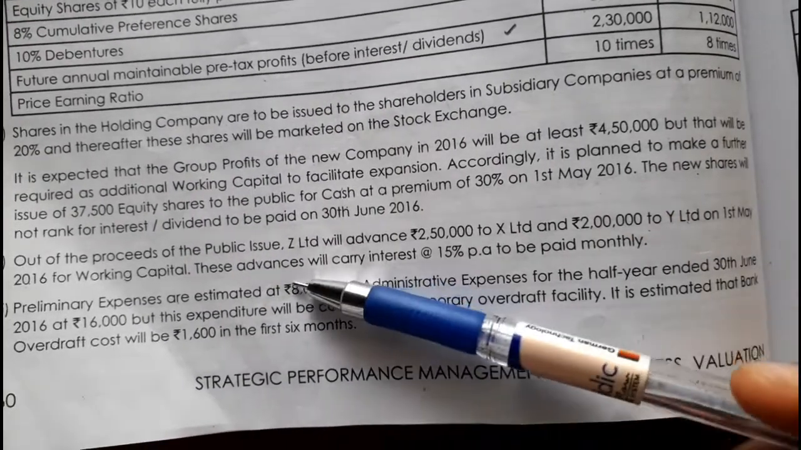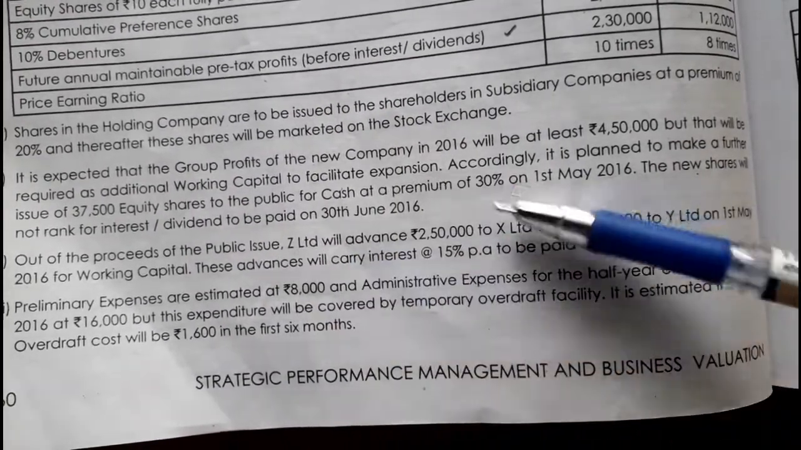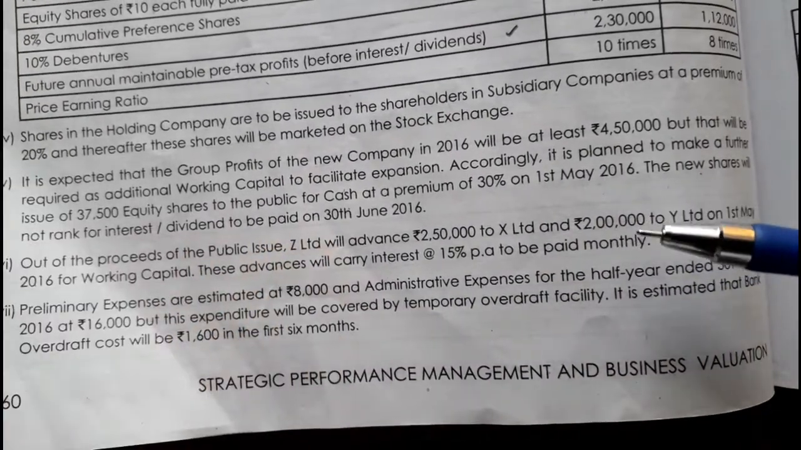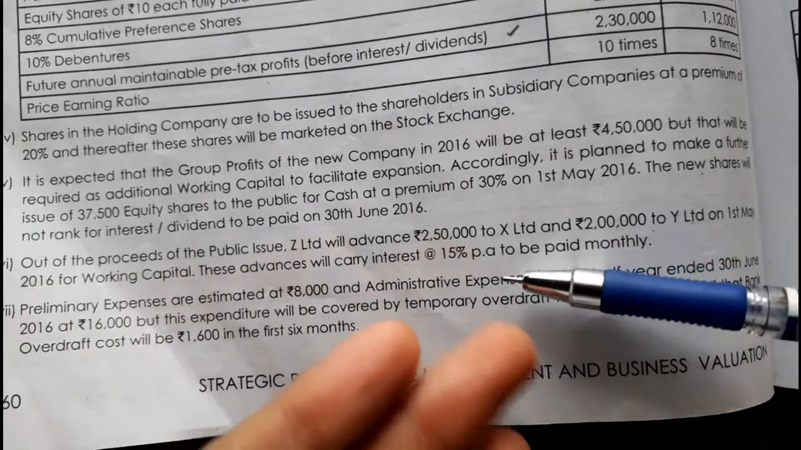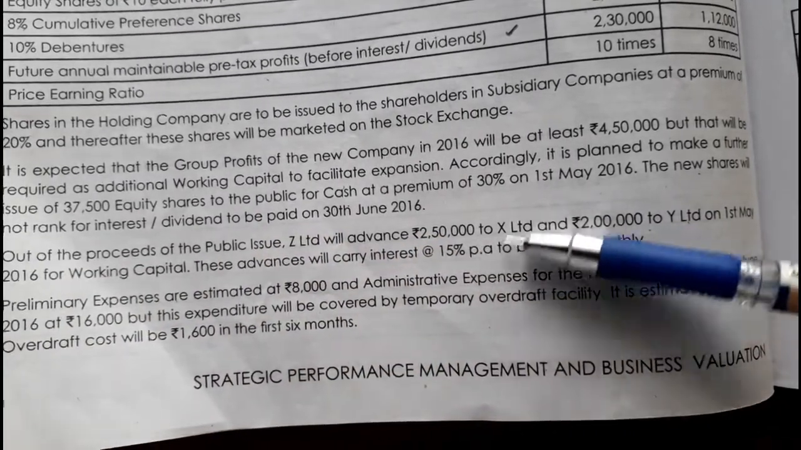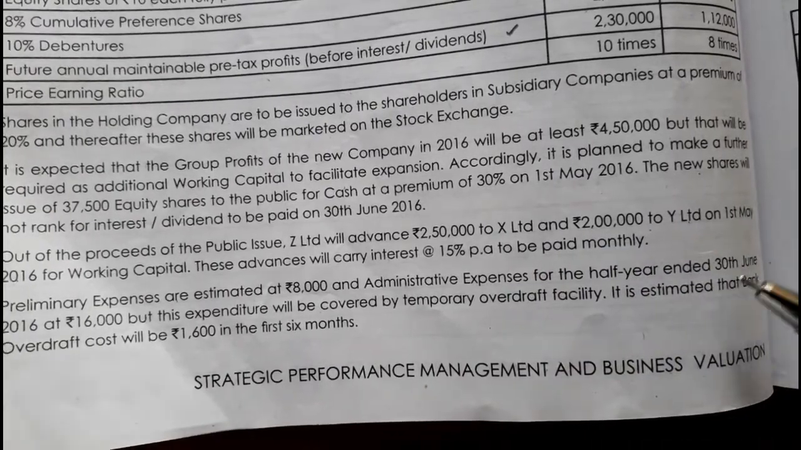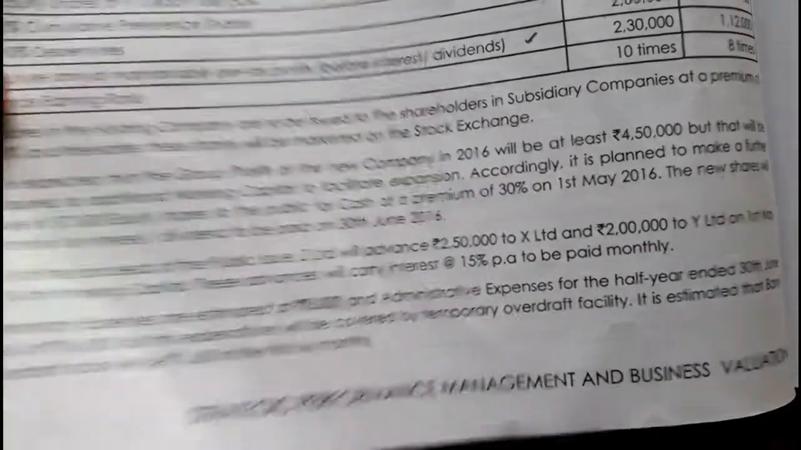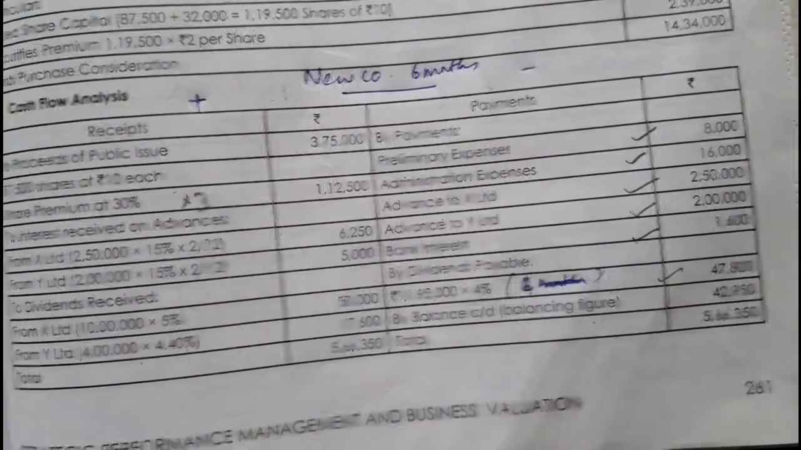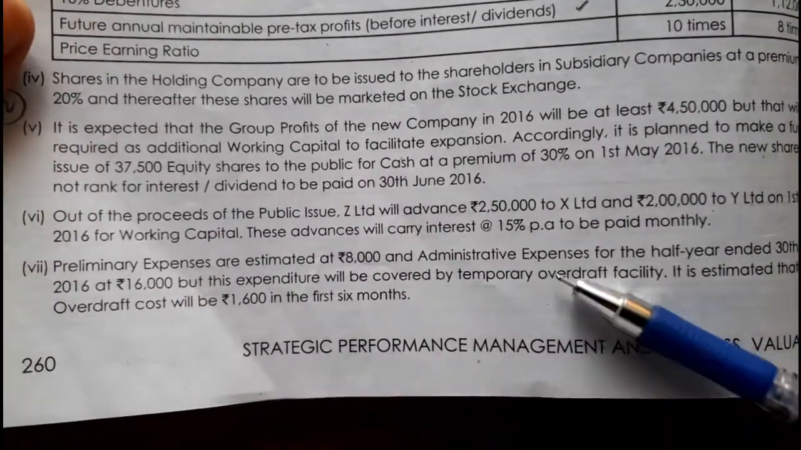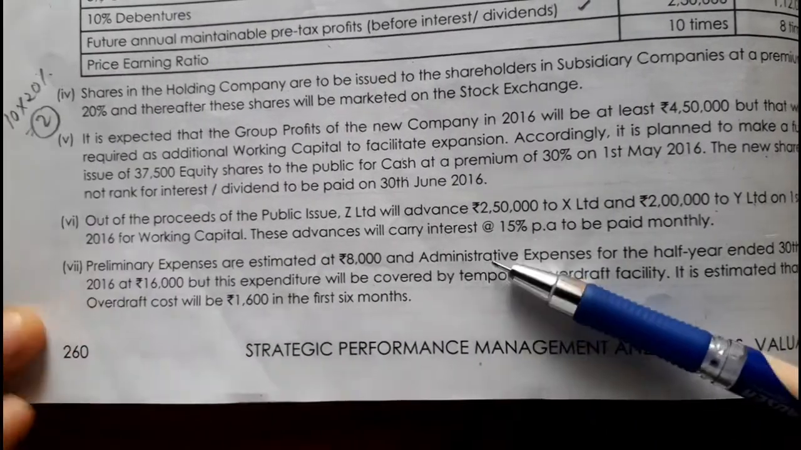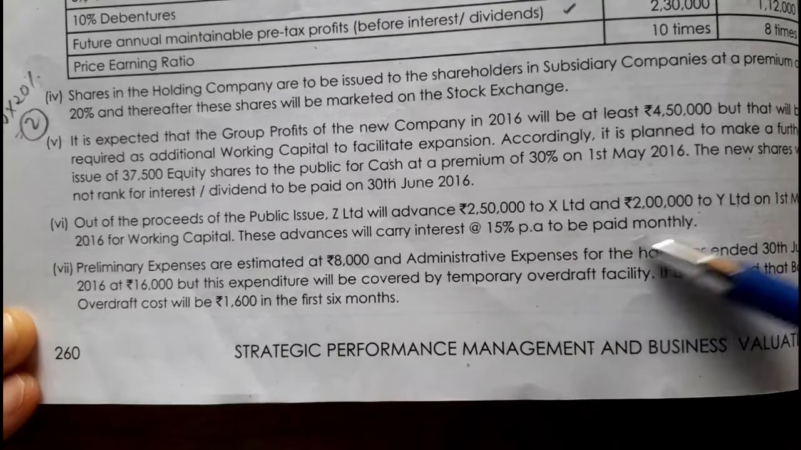Now out of this public issue, the issue of shares which they have issued on 1st May, they are going to give an advance of 2,50,000 and 2 lakh. So if they are going to give, the money is going to flow out. So here 2,50,000 and 2 lakh is being given. Now when we give the advance, we are going to get the interest, which is 15% to be paid monthly.